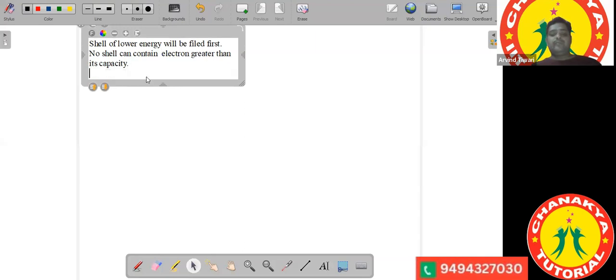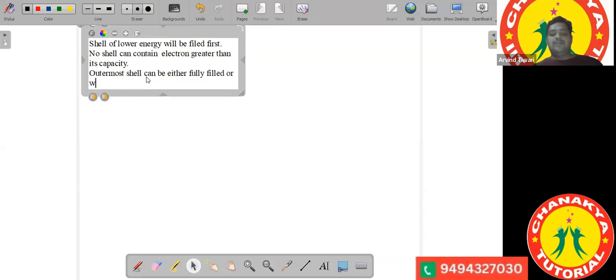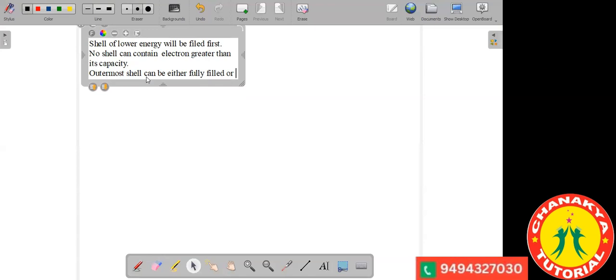Also, the outermost shell can be either fully filled or it will have 8 electrons, that is, an octet configuration. Octet configuration is stable.